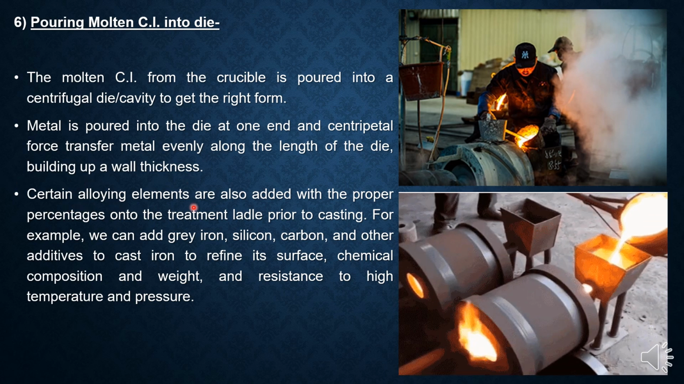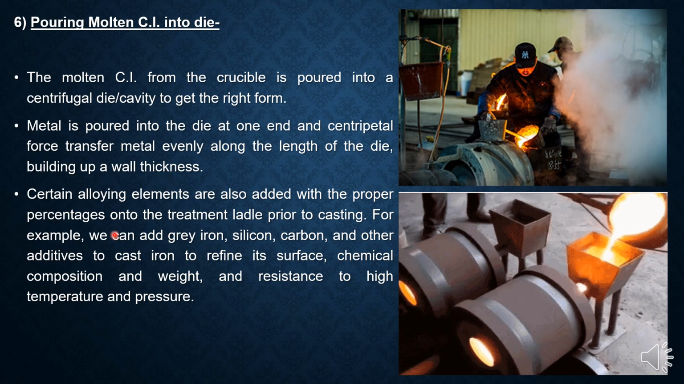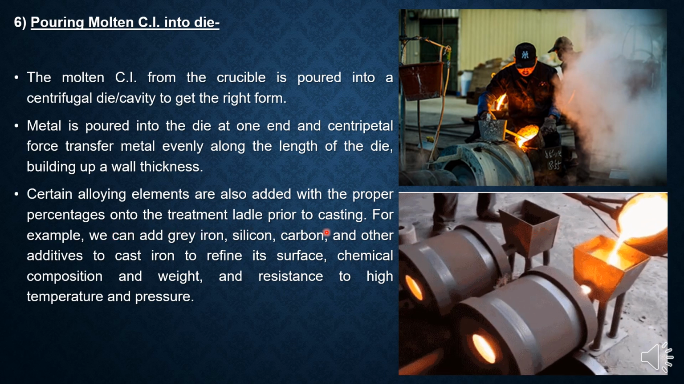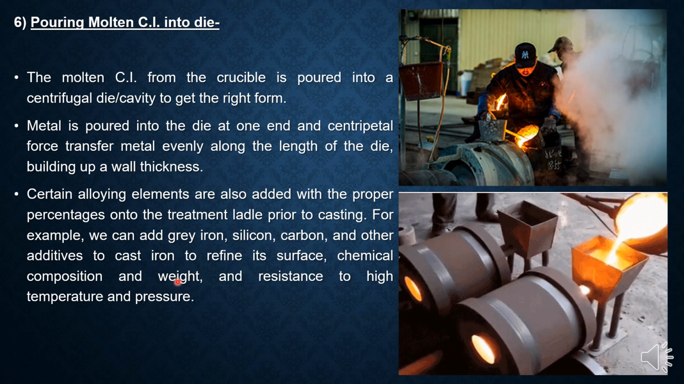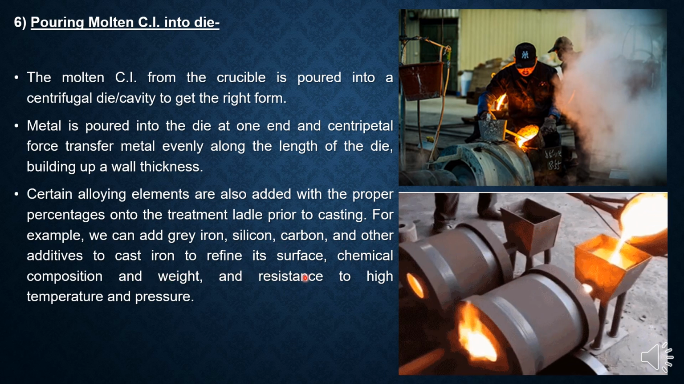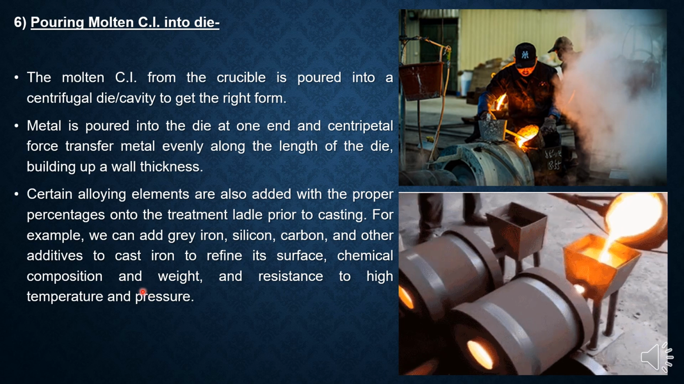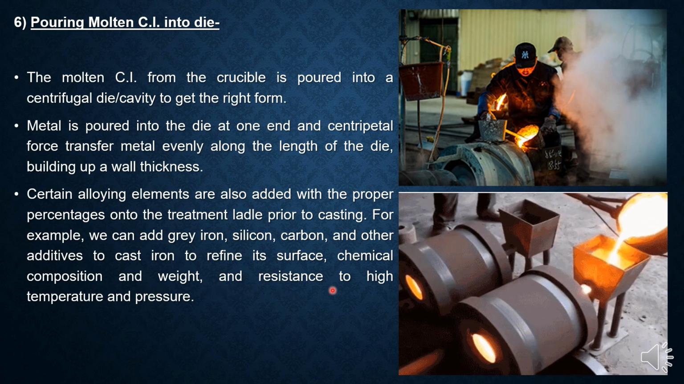Certain alloying elements are also added with the proper percentages into the treatment ladle prior to casting. For example, we can add grey cast iron, silicon, carbon and other additives to cast iron to refine its surface, chemical composition, weight as well as resistance to high temperature and pressure.